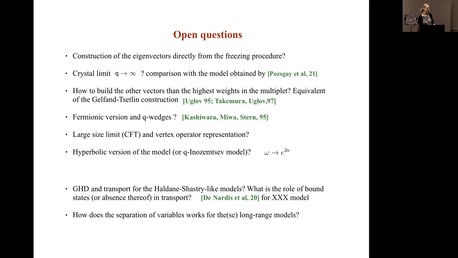One of the important things to do will be to look at what happens when Q is a root of unity. There are still secrets for nearest-neighbor XXZ that we are discovering. I'm sure that this model has an interesting structure at roots of unity.